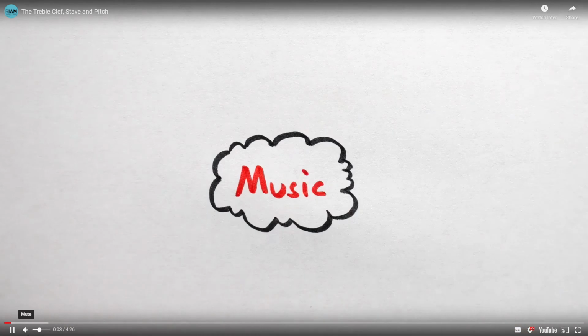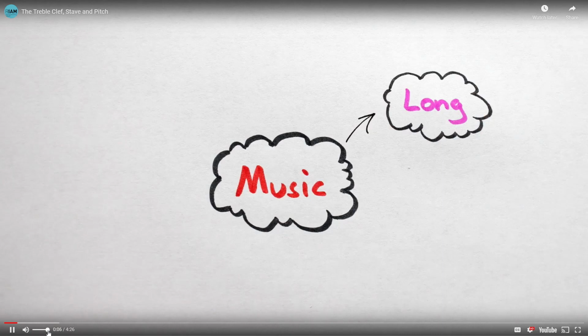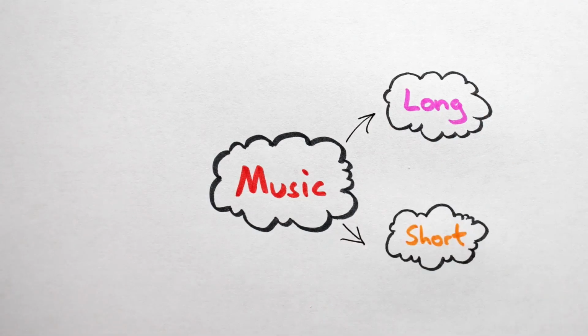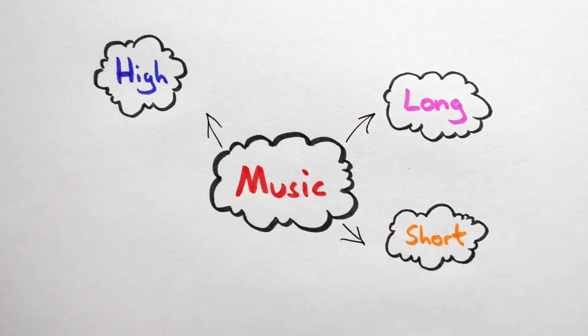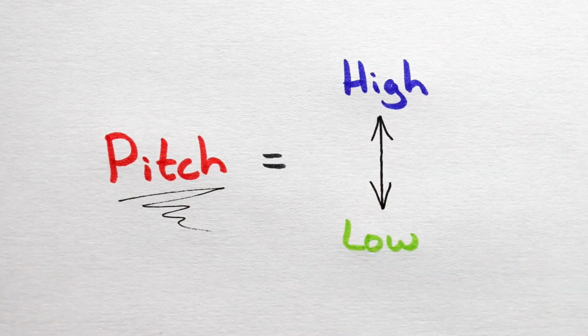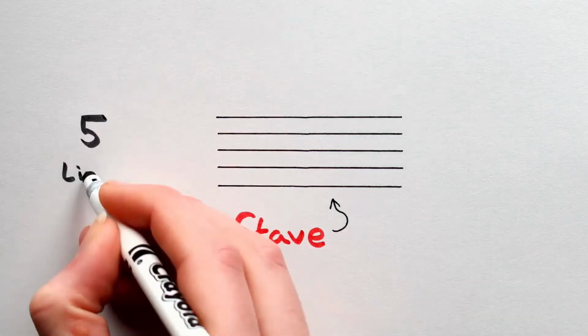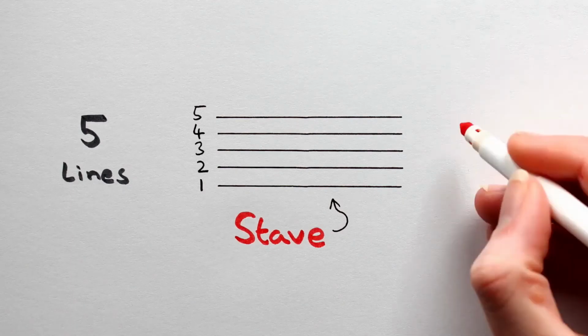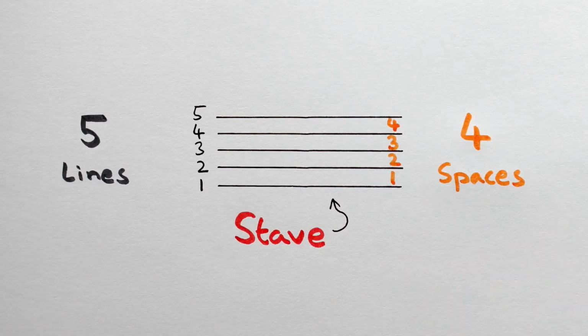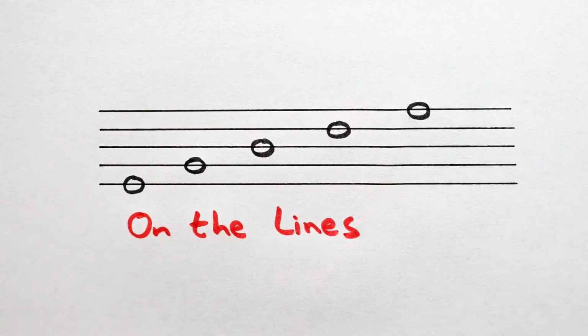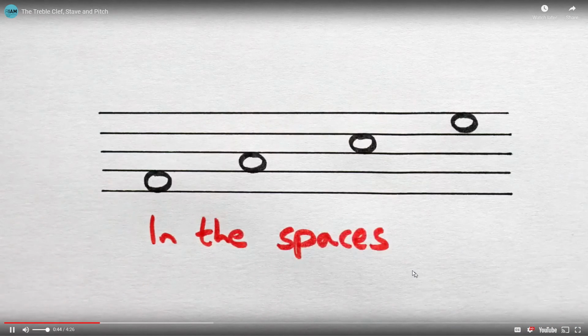So we've learned that music has long and short sounds. But I'm sure you're aware that music also has higher and lower sounds. The pitch of a note tells us how high or low that note is. We show pitch by using a stave, a group of 5 lines and 4 spaces. Notes can be written on any line or in any space. Here's what notes look like when they're on the lines. And here's what they look like when they're in the spaces in between the lines.